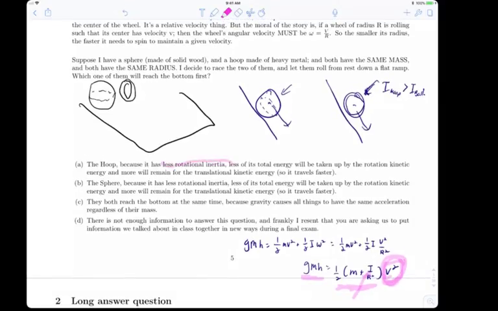No, that's not true. The sphere, because it has less rotational inertia. Well, that part's true. Less total energy will be taken up in rotational kinetic energy, and more will be in translational kinetic energy. Sure, that's true. They both reach the bottom at the same time because gravity causes all things to have the same acceleration regardless of mass. Well, that's true, but not if it includes a rotation. There's not enough information to answer this question, and frankly, I resent that you're asking us to put information we talked about in class together in new ways during the final exam. No, you're not allowed to resent me for that.